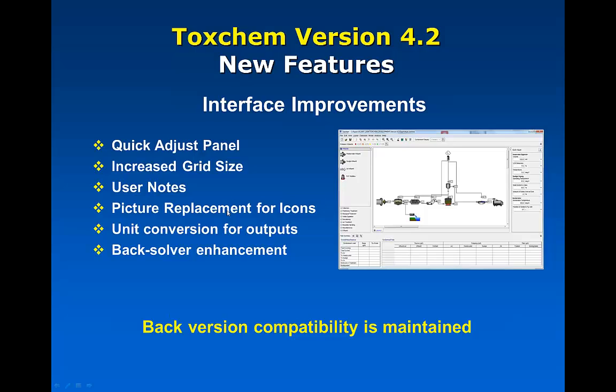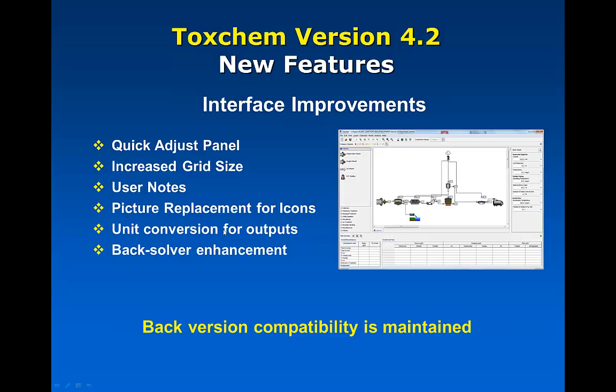Also, we have added another feature, which is picture replacement for icons. In Toxchem, we have the standard icons, which are part of the software. But in case you want to replace these icons with pictures which you take of your plant, for example, a picture of the activated sludge process in your plant, then you can replace the standard icons built into Toxchem with that picture.